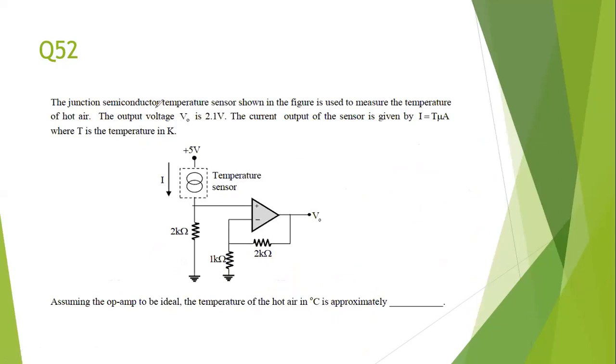The junction semiconductor temperature sensor shown in the figure. This is the junction temperature. Okay, sensor. This is your sensor. One type of sensor used to measure the temperature of hot air.